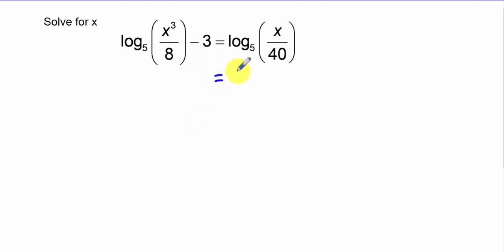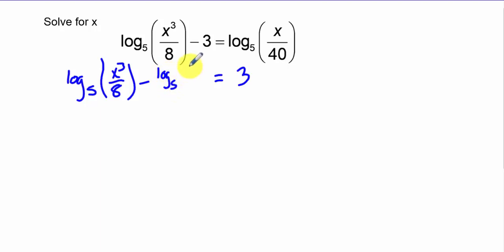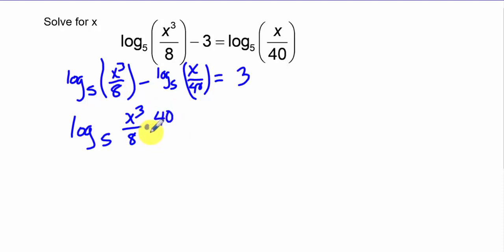So I have 3 is equal to the log base 5 of x cubed over 8 minus the log base 5 of x over 40. I'm going to divide, but since I'm dividing a fraction, I'm going to multiply by the reciprocal of that. So this is the log base 5 of x cubed over 8 times 40 over x. That quantity is equal to 3.